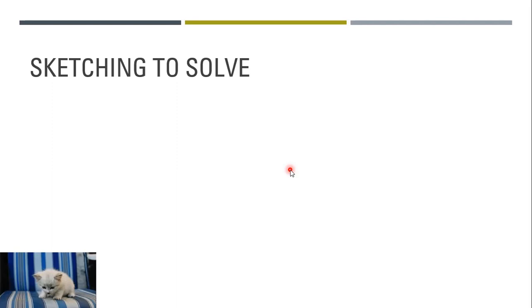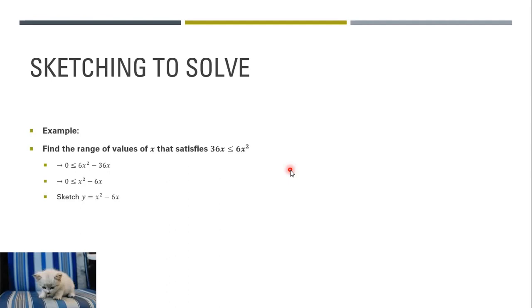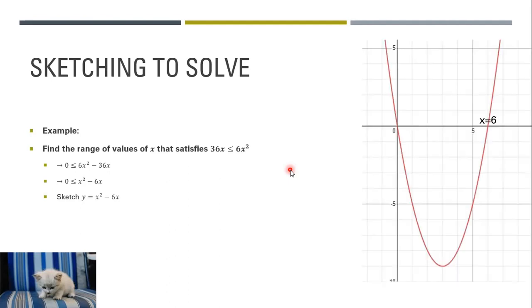Okay, so another thing you might need to know is how to sketch to solve. So here's an example. Find the range of values of x that satisfies 36x is less than or equal to 6x squared. So you want to get everything on one side. So we've minus the 36x here to get 0 is less than or equal to 6x squared minus 36x. That's the same as 0 is less than or equal to x squared minus 6x. We're then going to sketch y equals x squared minus 6x. So if you sketch it here, I've put the x equals 6 here to mark the root. This root's just at 0, which is why I didn't mark it.